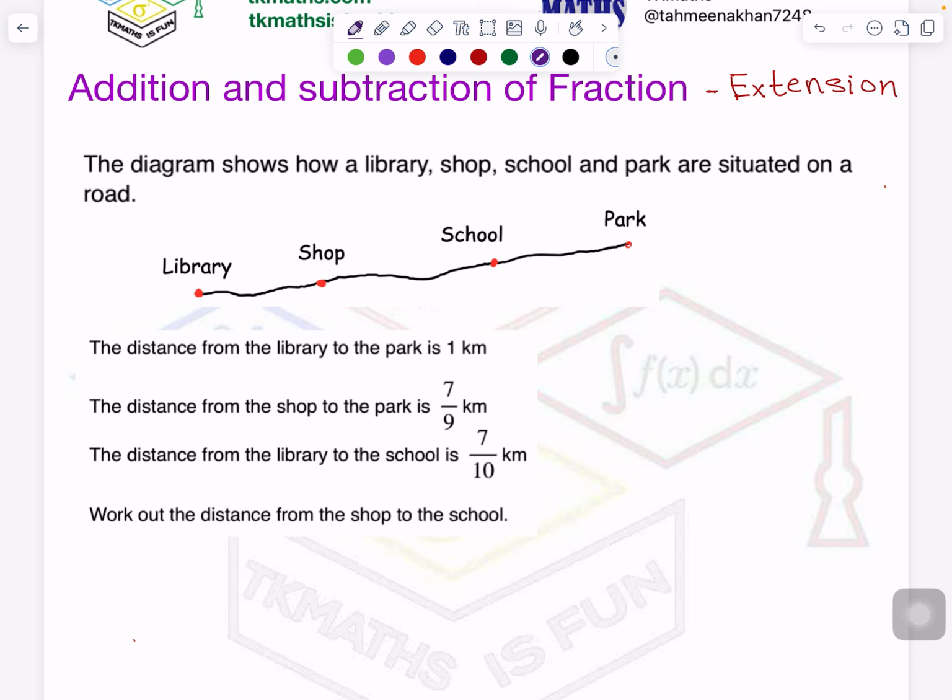What is given to you here is the distance from library to park. It means from here to here it is 1 kilometer. Then shop to park. Shop to park means from here to here is what? 7/9. I'm using different colors so that you can understand.